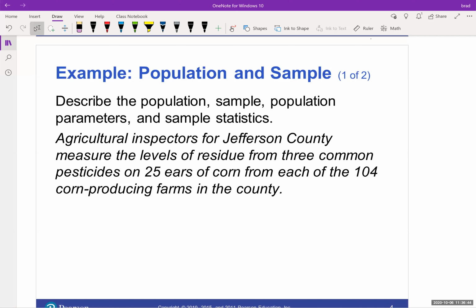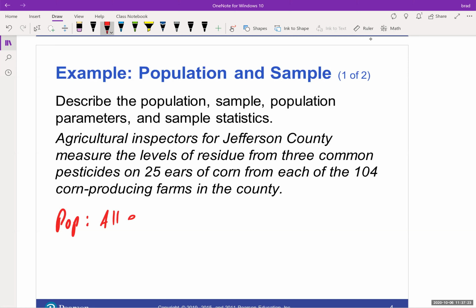Okay, so let's look at this. All right. It says agricultural inspectors for Jefferson County measure the levels of residue from 3 common pesticides on 25 ears of corn from each of the 104 corn producing farms in the county. Okay, so let's talk about the population. So we know the population is agricultural inspectors from Jefferson County measure the levels of residue from 3 common pesticides on 25 ears of corn from each of the 104 corn producing farms in the county.